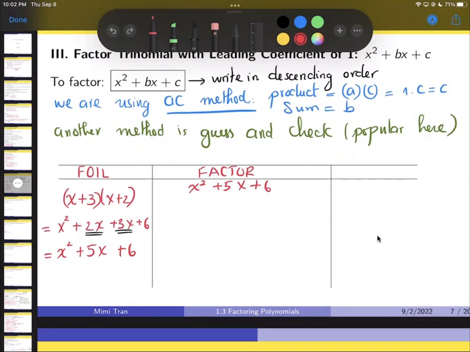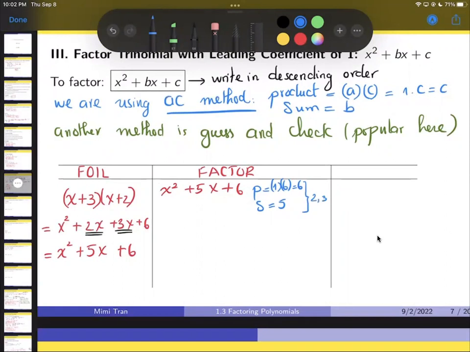I'm sorry, let's do the product first. The product is A times C, right? Here 1 times 6 is 6, so 6. Let me do 1 times 6 just to make it a good habit. And then the sum is 5, the middle coefficient. What are the two numbers? 2 and 3, right? 2 and 3.